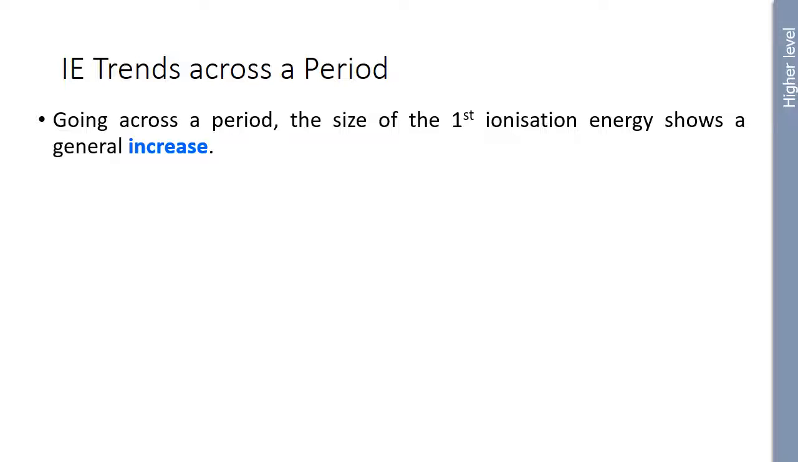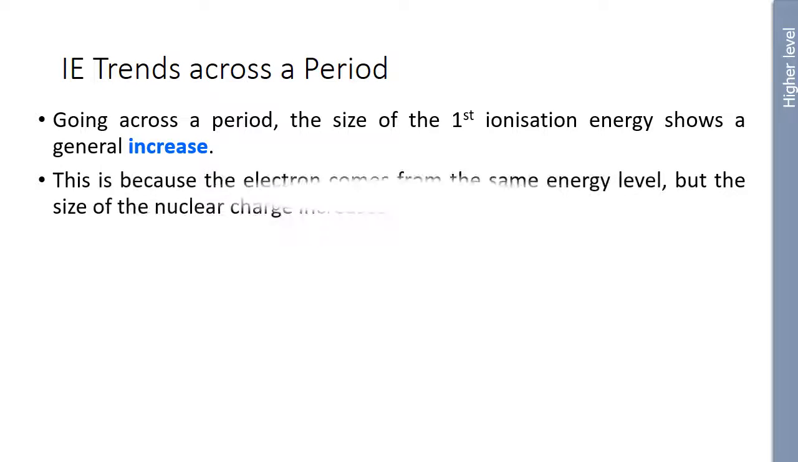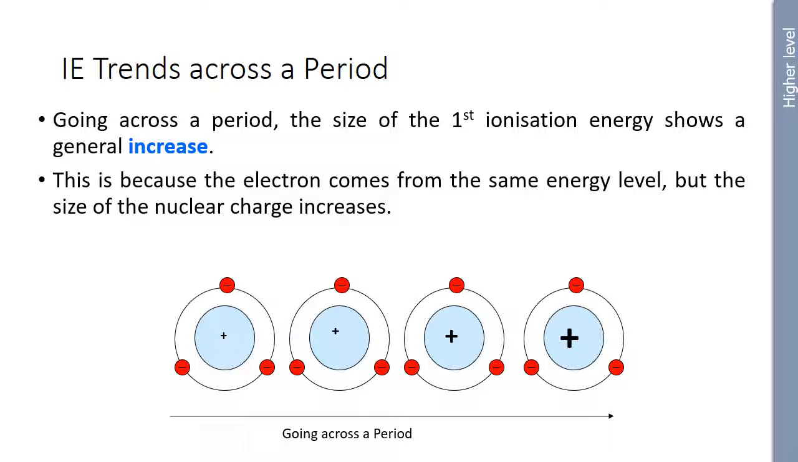Going across a period, the size of the first ionization energy shows a general increase. The reason is that the electrons are on the same energy level or same shell, but the size of the nuclear charge increases because the number of protons increases as you move across the period. So going across the period, the positive charge on the nucleus increases, even though the number of electrons does increase. There's more effective charge from the positive nucleus, more pull.